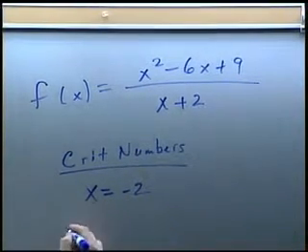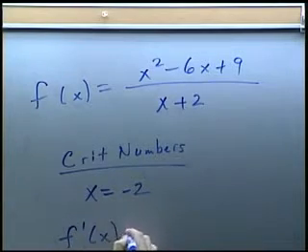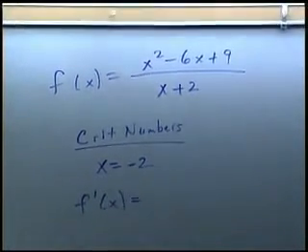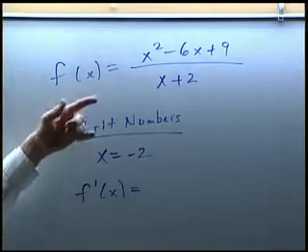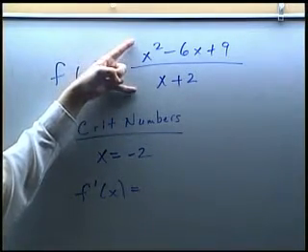Now, the second place we get critical numbers is when we set the derivative equal to 0. And so let's go ahead and do that. Let's take the derivative of this function, see where it equals 0. Okay. The rule I need to use here, of course, is the quotient rule. And so let's walk through the quotient rule.